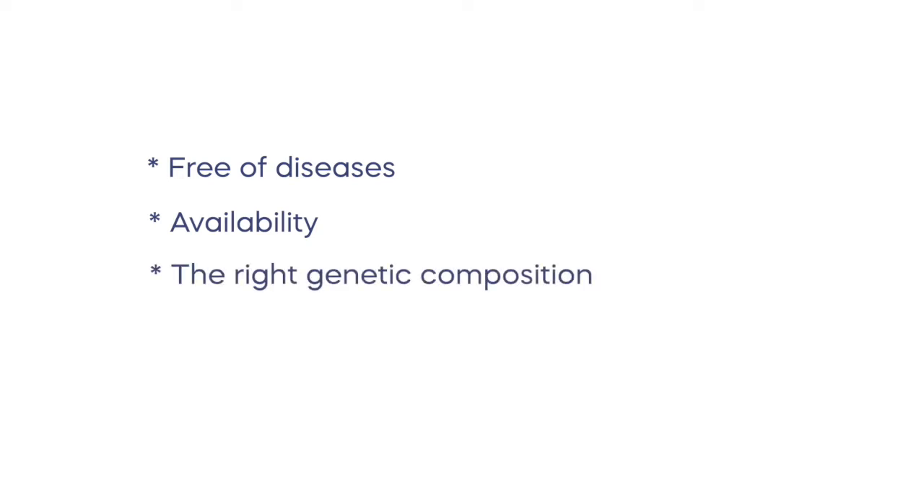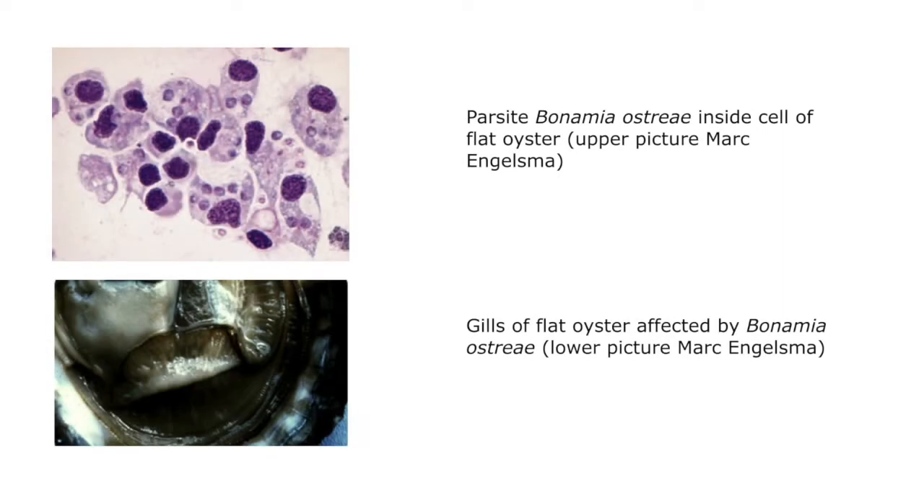When you think about the source of oysters for restoration in the North Sea, there are a few things to consider. First of all, the oysters need to be disease-free. Secondly, they need to be available. And thirdly, the genetic composition needs to be in such a way that the population will survive in the longer term. So the flat oyster suffers from a disease which is called bonamia. It's a parasite, and it affects the oyster in such a way that it might die around the age of 2.